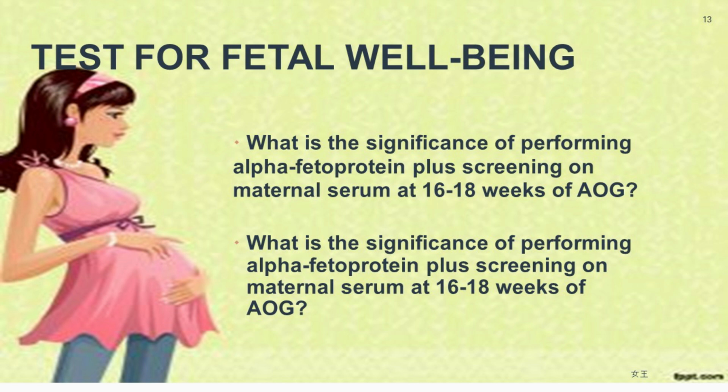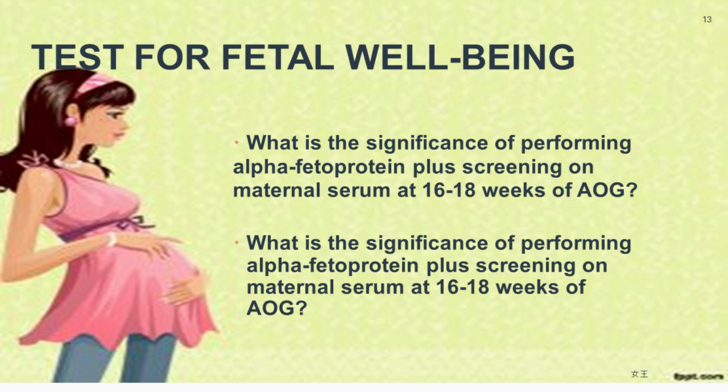What is the significance of performing alpha-fetoprotein plus screening on maternal serum at 16 to 18 weeks of AOG? The production of estriol by the placenta is dependent on the function of the fetal adrenal glands and liver. A reduction of 50 to 60% of the previous value of estriol or progressive decrease in serial values is suggestive of fetal jeopardy.